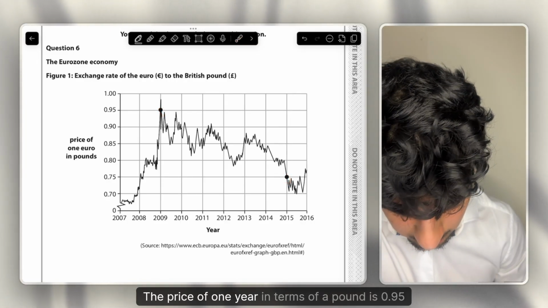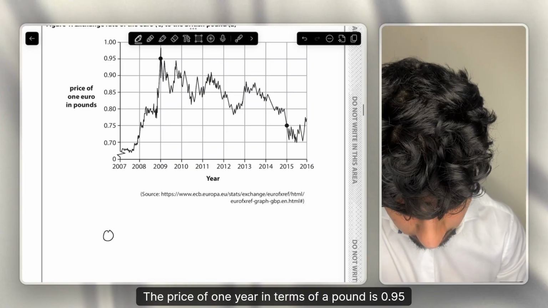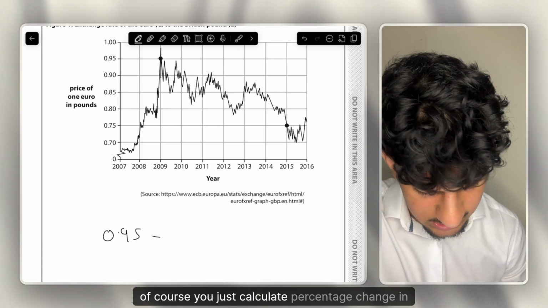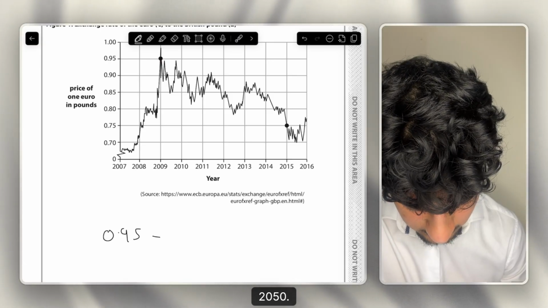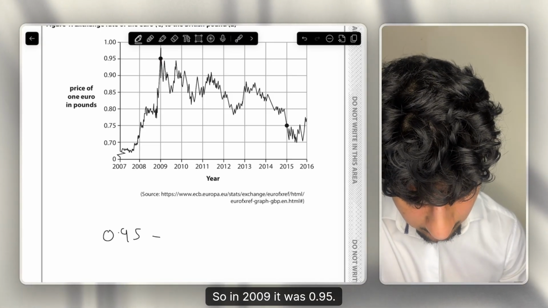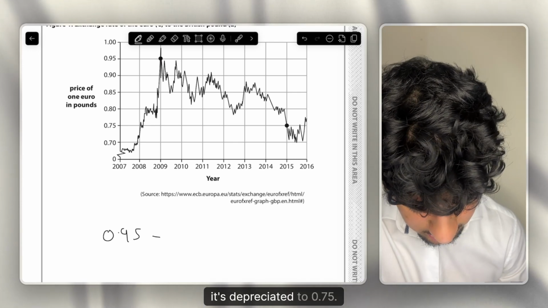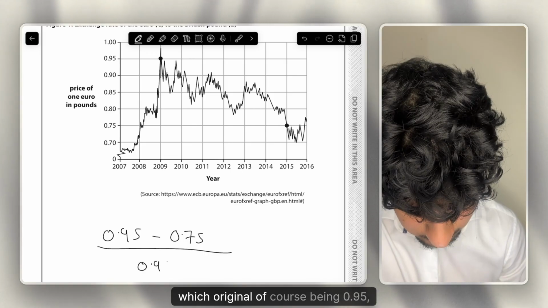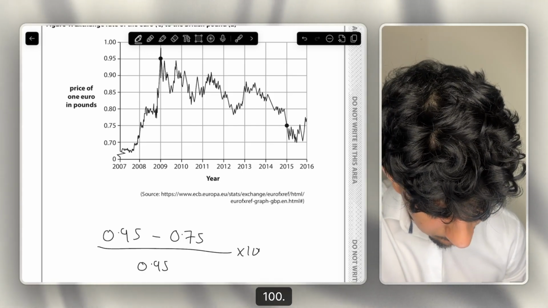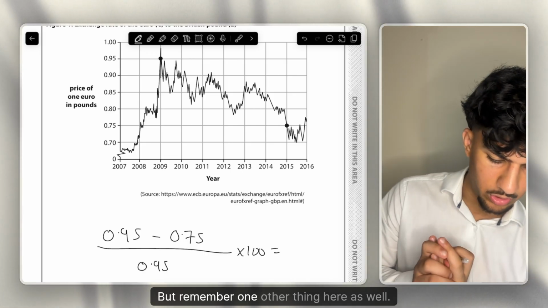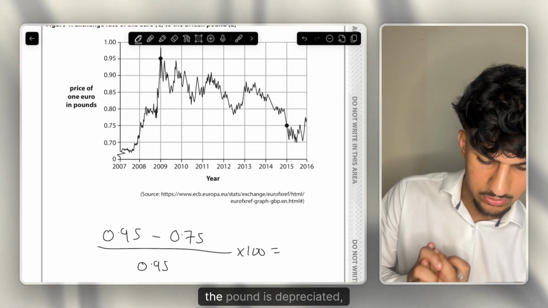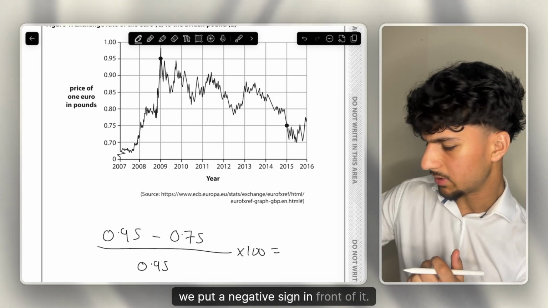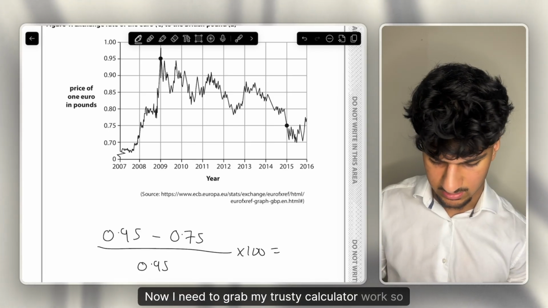The price of €1 in terms of a pound is 0.95 in 2009, and then of course you just calculate the percentage change. In 2009 it was 0.95, then in 2015 it's depreciated to 0.75. Then you divide it by the original, which is 0.95, and multiply by 100. But remember one other thing here as well. Like I said, the pound is depreciated, so whatever this value is, we just put a negative sign in front of it. Now I need to grab my trusty calculator and work this out.